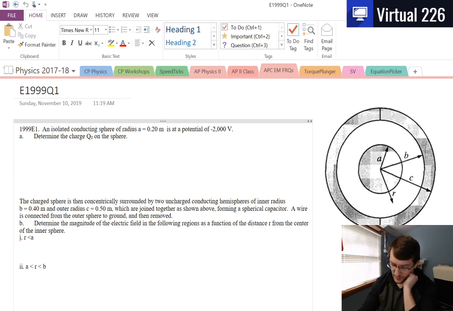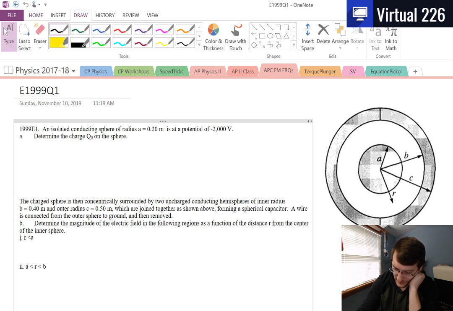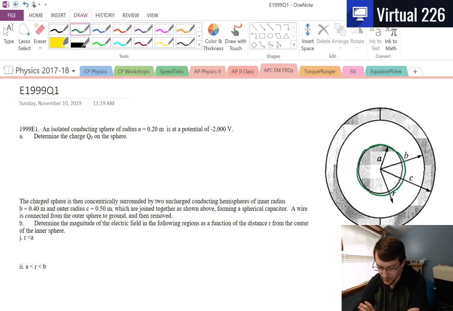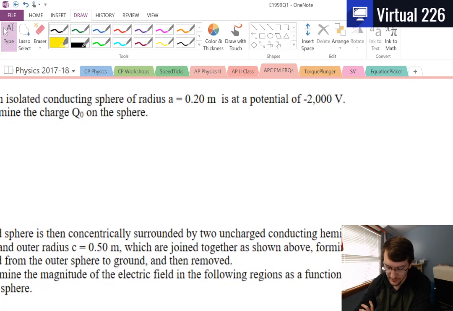Okay. So starting off, we've got this isolated sphere, and in this isolated sphere, which is right here, it's got a radius of 0.2 meters, and it is at a potential of minus 2,000 volts. Determine the charge Q naught on the sphere.